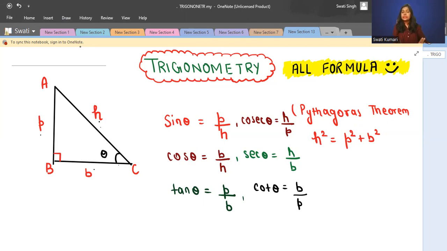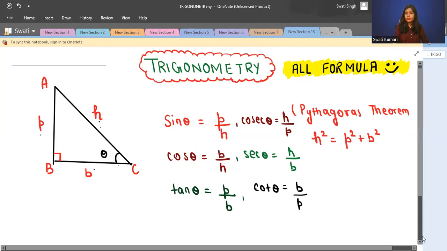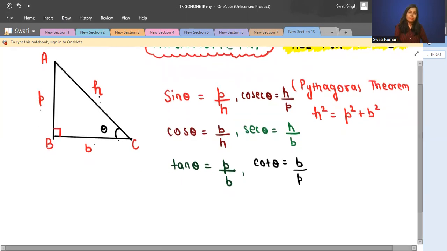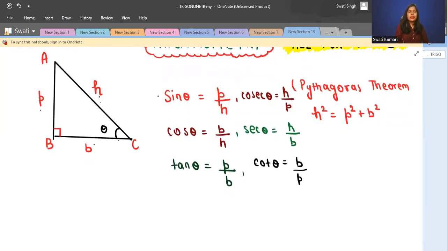All right, as you can see, I have used another formula here, that sine theta and cosec theta are just the reciprocal of each other. So I'm going to write down that formula as well. So this is our first set of formula. Let us write down the second set of formula.